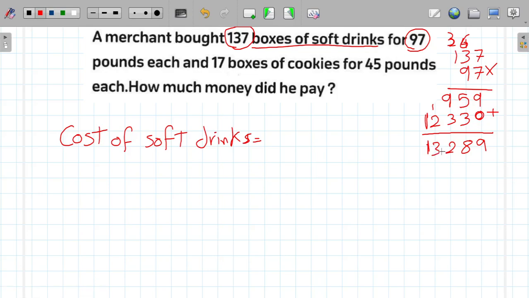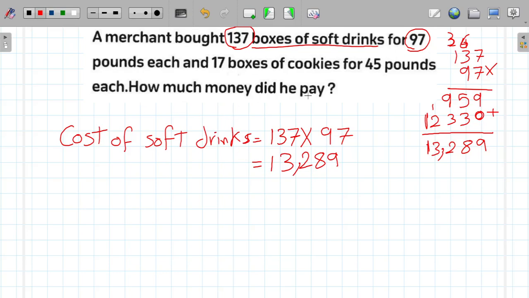So the total cost of soft drinks will be 13,289. Okay, so this is the first price of soft drinks.